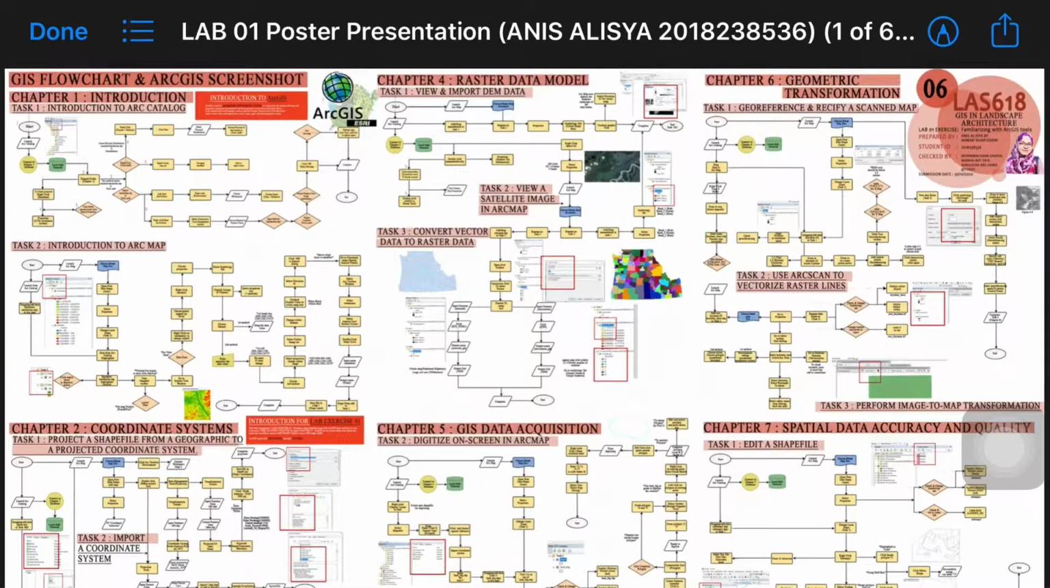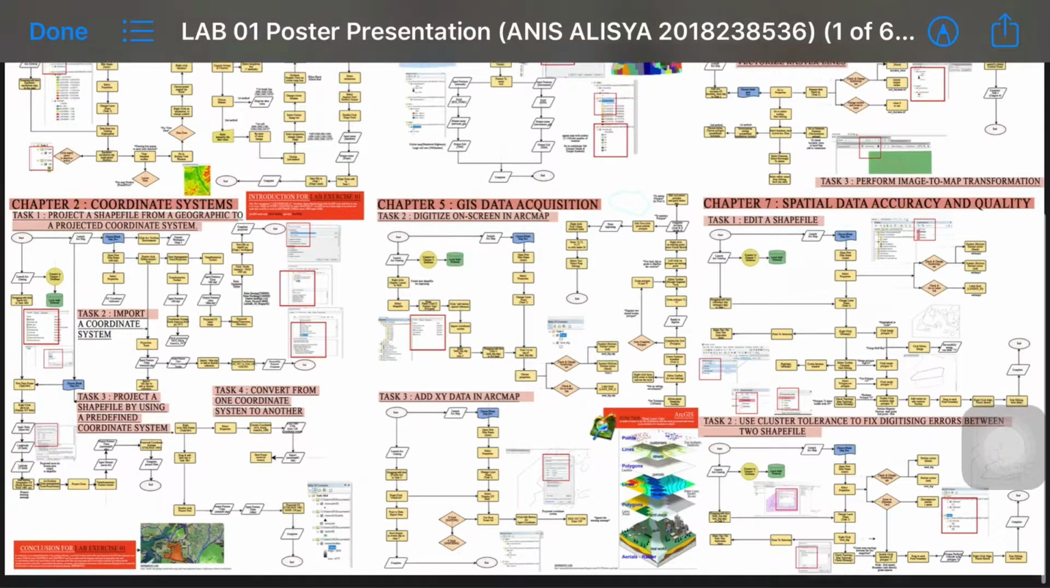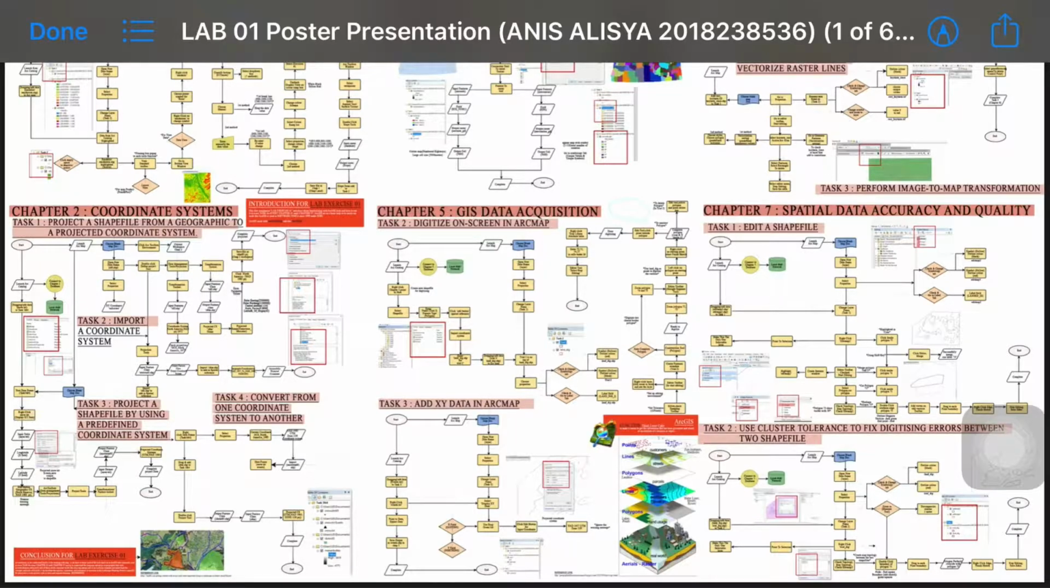And then for chapter 2, it introduces how to project a shape file from a geographic to a projected coordinate system. What I have learned from chapter 2 is how to convert from one coordinate system to another. It is divided into 4 tasks. That's shown.